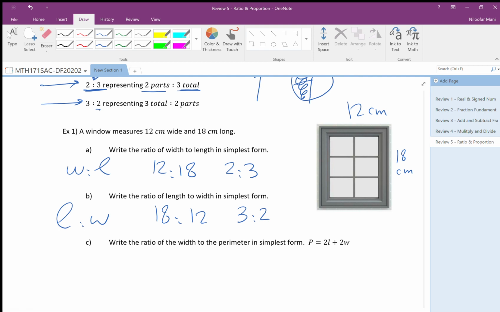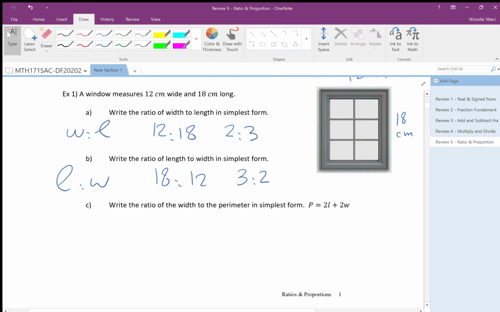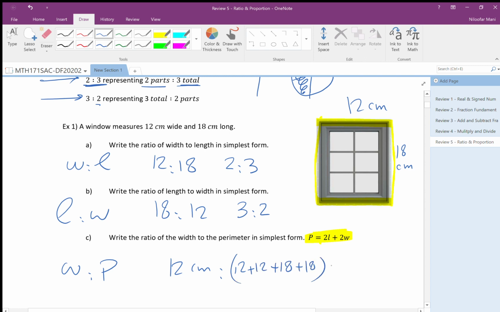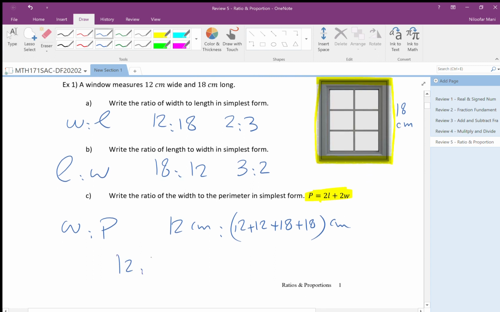What is the ratio W to P? What is P? Perimeter. And perimeter means when you find all the surrounding of a two-dimension shape. This is perimeter. So what is W to P? W to P is 12 centimeters to 12 plus 12 plus 18 plus 18 centimeters, which is 12 to 60, which is 1 to 5. But I just show it this way.